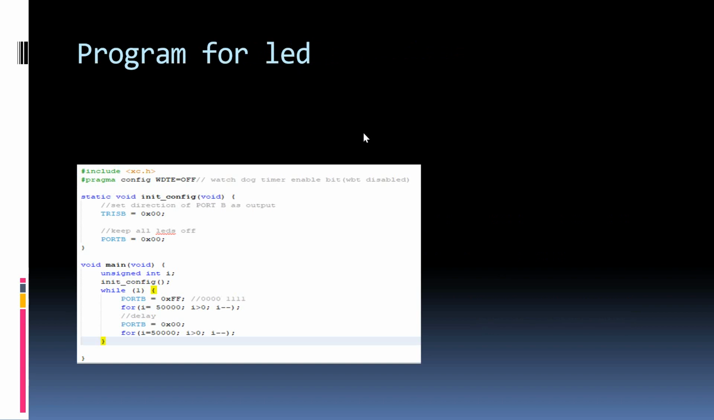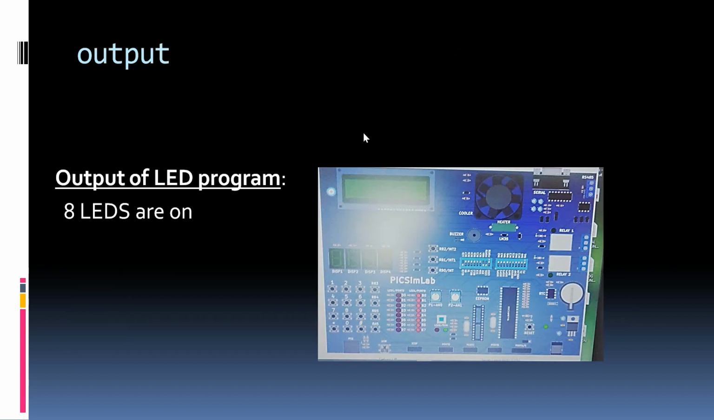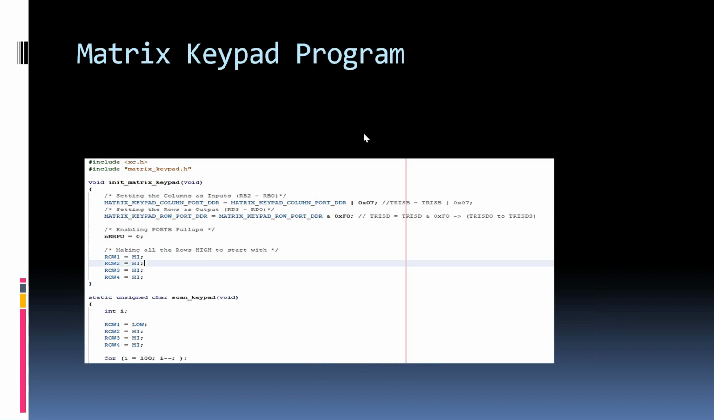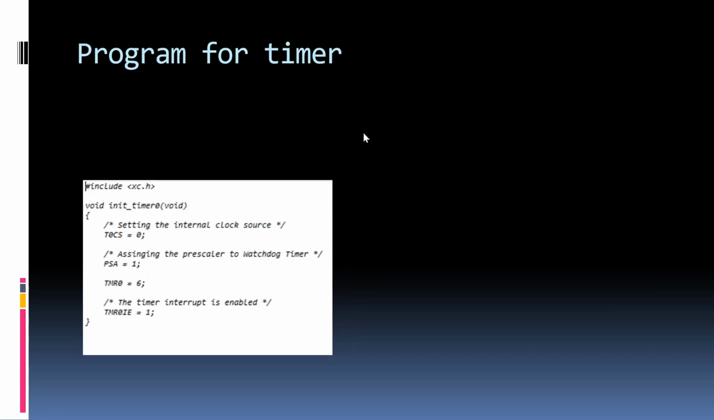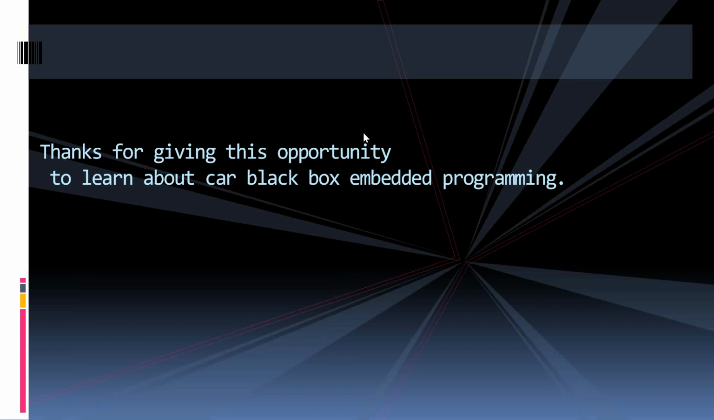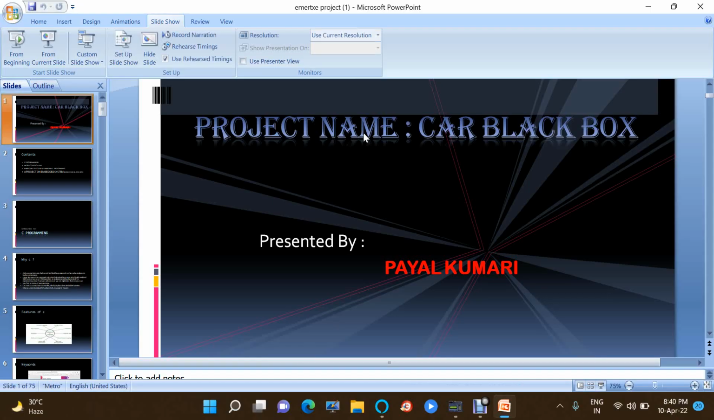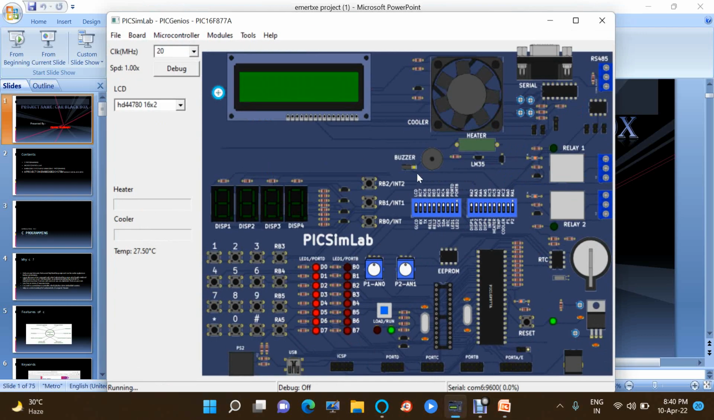This is how we write a program for an LED. This is what the output looks like on the keypad matrix. These are all the programs we wrote to simulate the car black box. This is all. Thank you for giving the opportunity to learn car black box embedded programming. Thank you so much. And this is how the simulator looks.